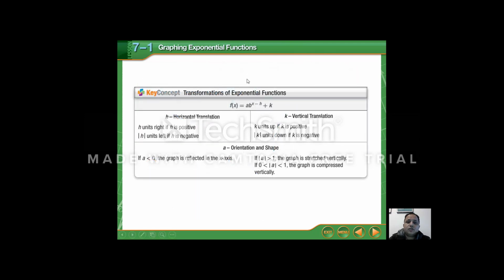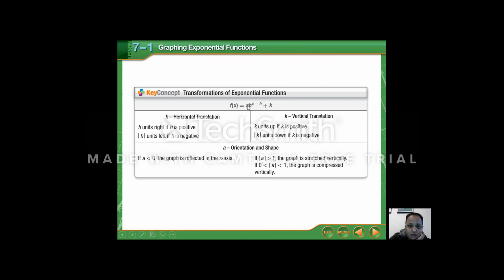Okay, next concept that we are talking about is transformation of exponential functions. We have done a lot of transformation of polynomial functions and quadratic functions in semester 1. Basically, it's given by two factors, h and k. H represents the horizontal translation and k represents the vertical translation. If h is positive, you move to the right, and if h is negative, you move to the left. Similarly, if k is positive, you move up, and if k is negative, you move down.